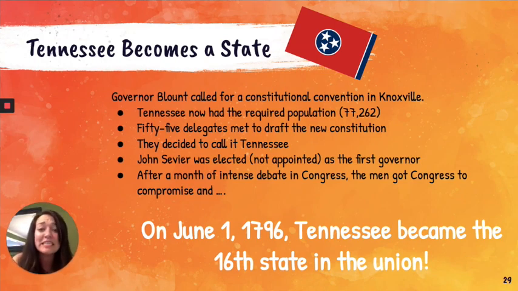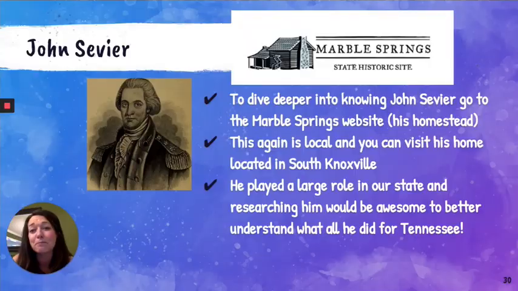After a month of intense debate in Congress, the men got Congress to compromise, and on June 1st, 1796, Tennessee became the 16th state in the Union. So it's pretty awesome. Think about it. I mean, we were the 16th state. That's really early to get our statehood, and it's really, really awesome. So that is how we finally got it, and it was because of Governor William Blount pulling all of this together. And that's why understanding all the effort that he put forth is really, really interesting.